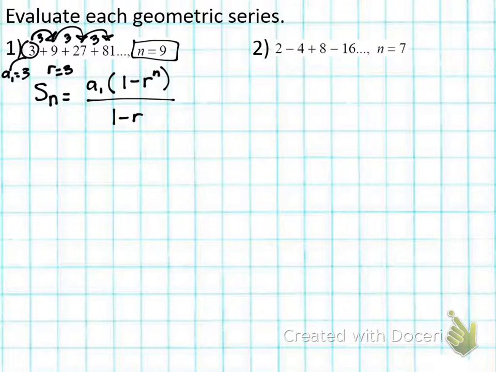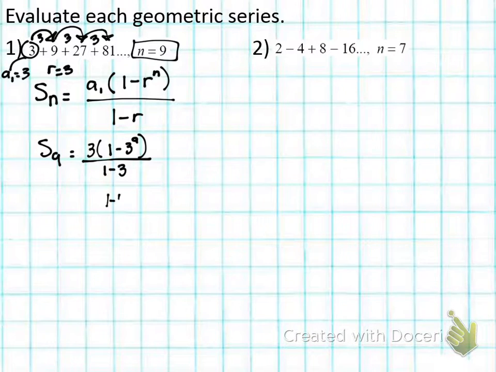So we just plug in our numbers. Whenever we see any of these letters, we replace them. So S sub n would be S sub 9, which is equal to a sub 1, which is 3. That looks really messy. I'll fix that. 3 times the quantity of 1 minus our ratio of 3 to the 9th power all over 1 minus r, which is 1 minus 3. Okay? And then you pull out your calculator and start working it out.